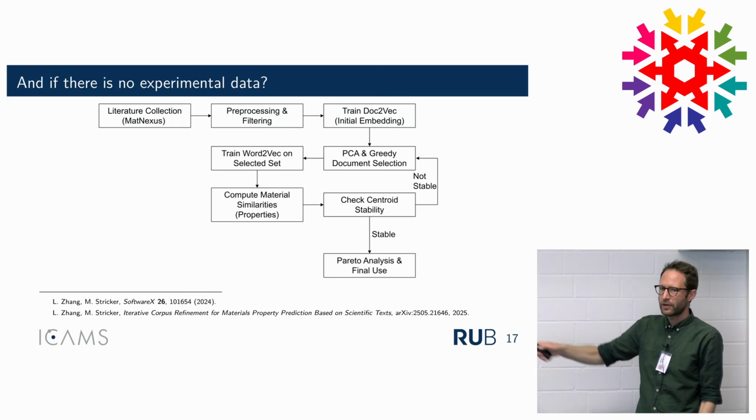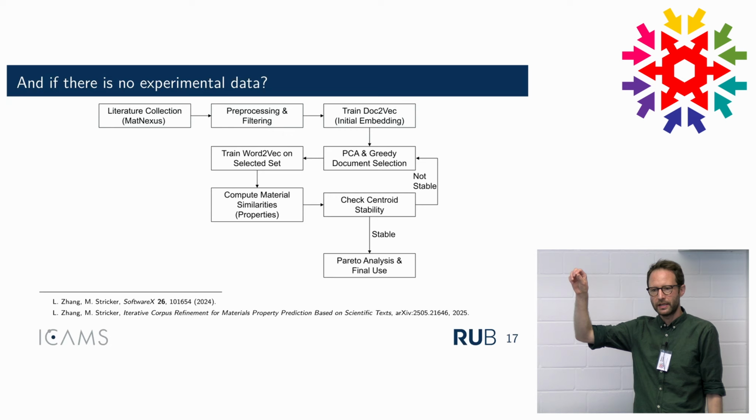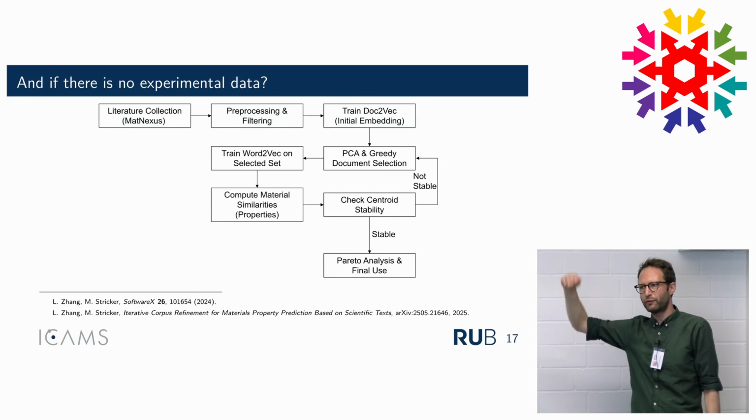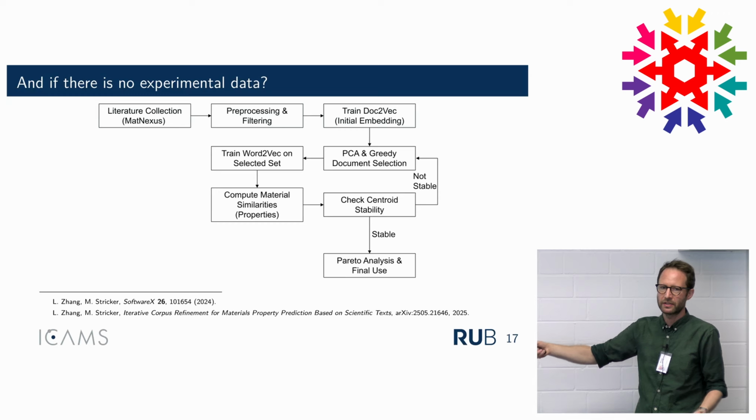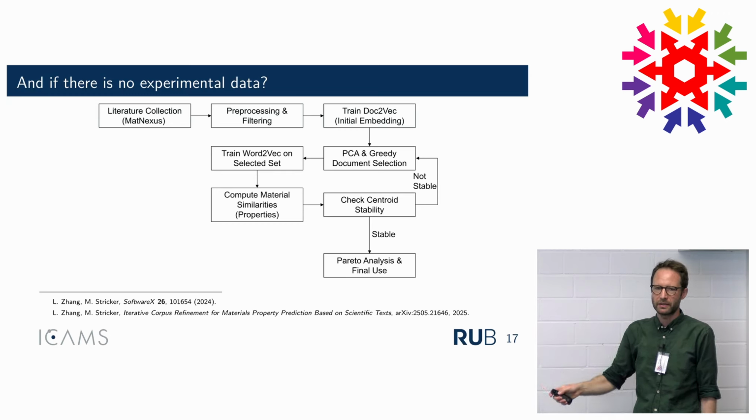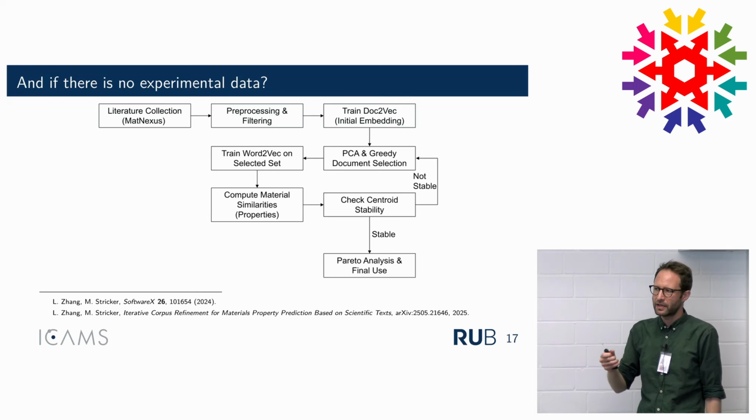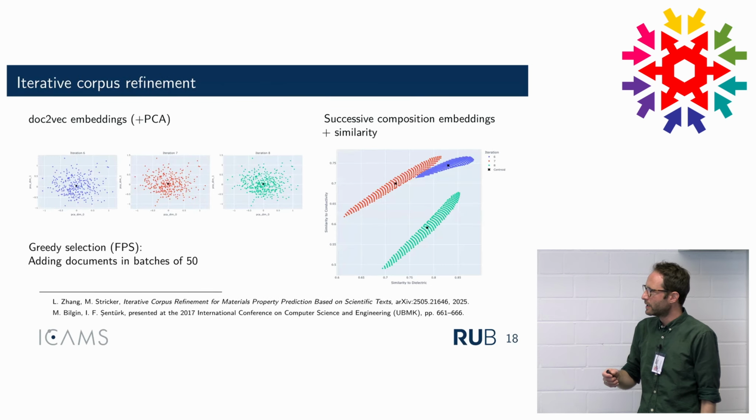We check the centroid stability, so how much does the embedding change if I add 50 more papers? And if we deem it stable, which is just a heuristic threshold, then we say we go to the analysis and predict something. The idea came up because we thought that maybe we can get away with fewer documents that have less noise, and the models are smaller, but they still contain the correlations that we want. So how does that work?